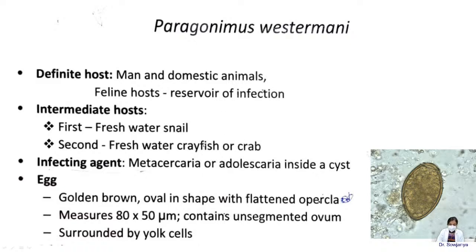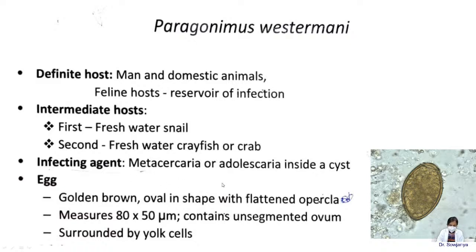Coming to the clinical features, it could be acute or chronic. In acute, there will be diarrhea, abdominal pain, fever, urticaria. While in chronic, it will mostly be a pulmonary manifestation such as cough, cough with expectoration, then hemoptysis, and other radiological findings. These are the clinical features.